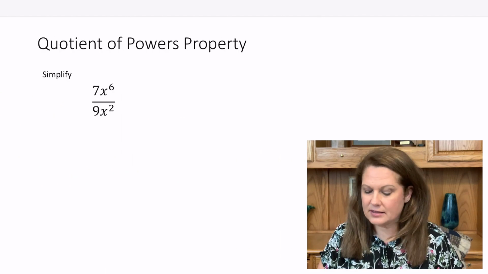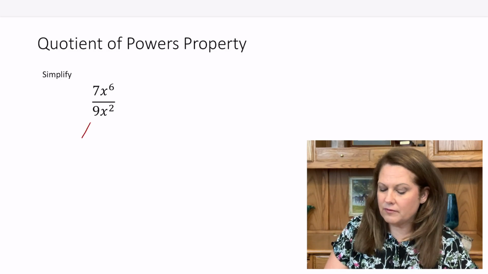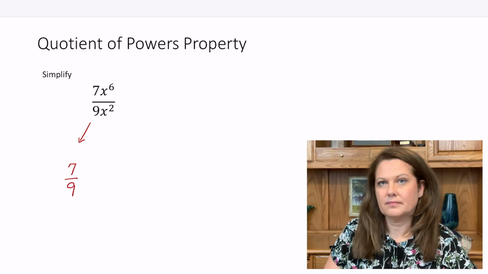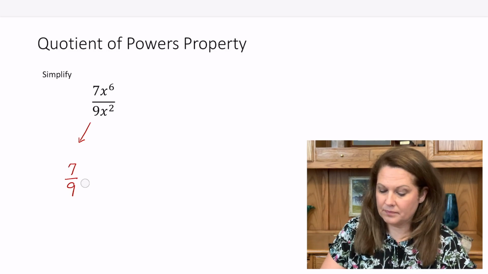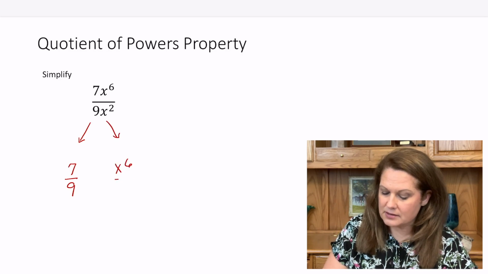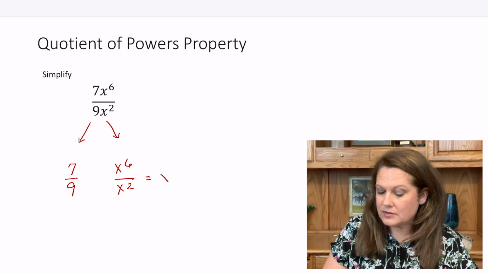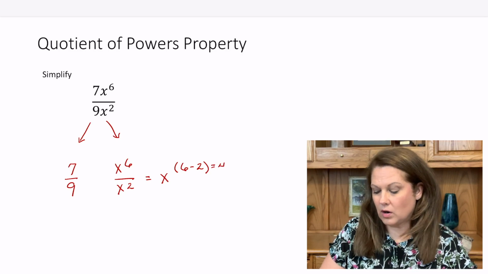Notice we have 7x to the 6th divided by 9x to the 2nd. Break your coefficients off. Can you simplify 7/9? I hope you said no, because it is already in simplest form. Now let's break our powers off. So if we have x to the 6th divided by x to the 2nd, do we have the same bases? Yeah. So all we have to do is subtract our exponents. 6 minus 2, yep, that's 4.